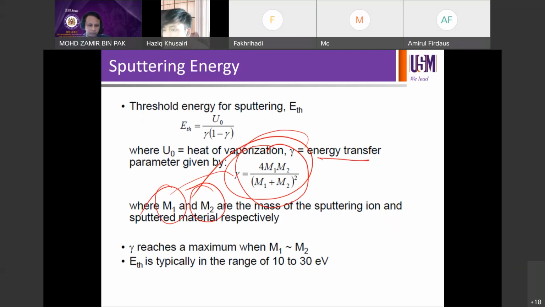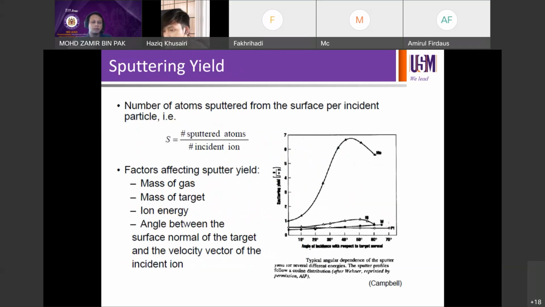So the energy transfer reaches a maximum when m1 equals m2. You can put that into the equation and test for yourself. Sputtering yield: number of atoms sputtered from the surface per incident particle. So for every single particle hitting the target material, there will be a number of atoms sputtered, number of atoms dislodged, number of atoms removed, knocked off, right?